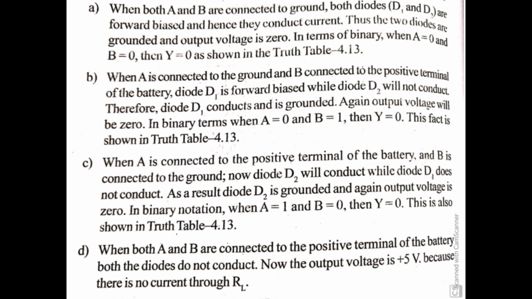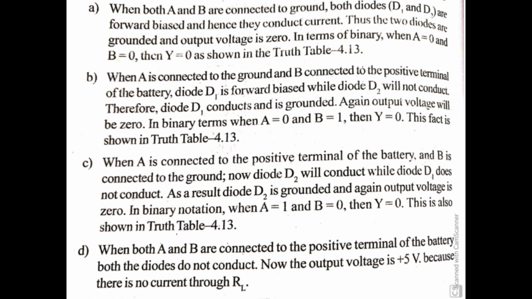When A is connected to the ground and B is connected to the positive terminal of the battery, diode D1 is forward biased while diode D2 will not conduct. Therefore, diode D1 conducts and is grounded. Again, the output voltage will be 0. In binary terms, when A is equal to 0 and B is equal to 1, then Y is equal to 0. This fact is shown in the truth table 4.13.